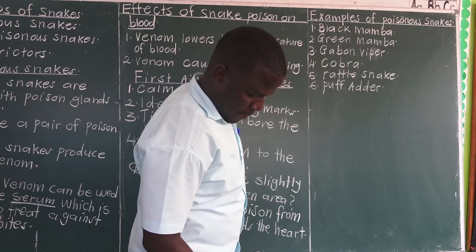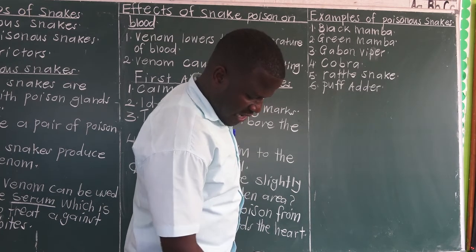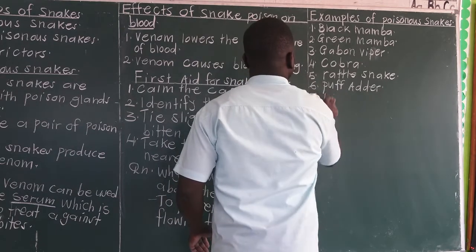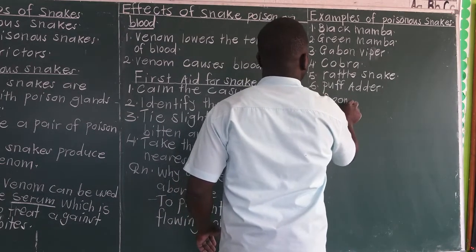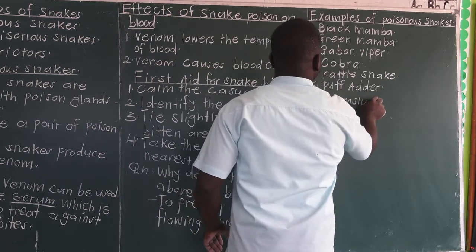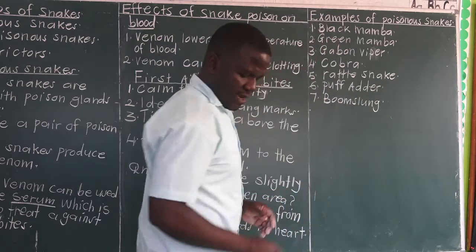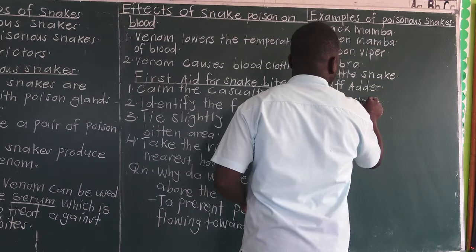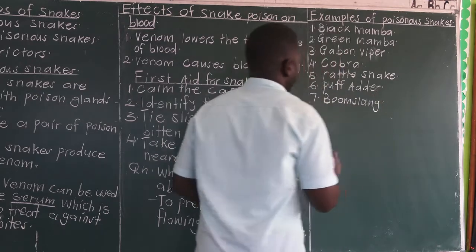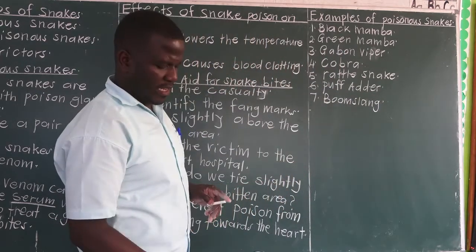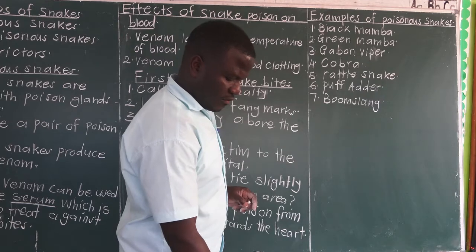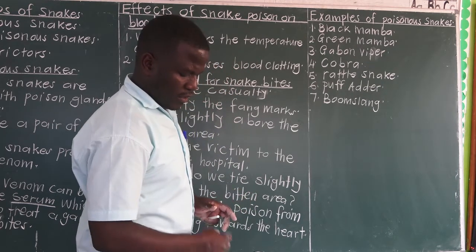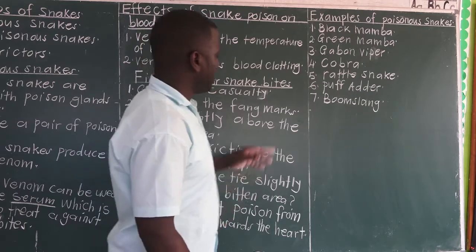Then there's another one called boomslang. Boomslang, with an A in the lang. These are examples of poisonous snakes. So in case you are bitten by any of these snakes, then you know what to do. First aid is very, very important.